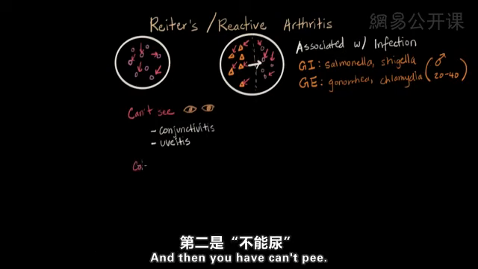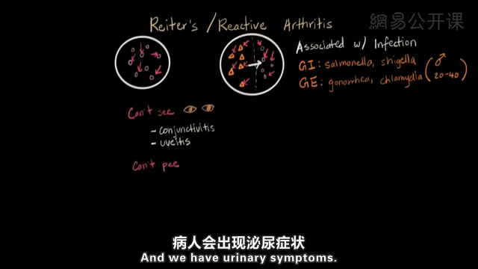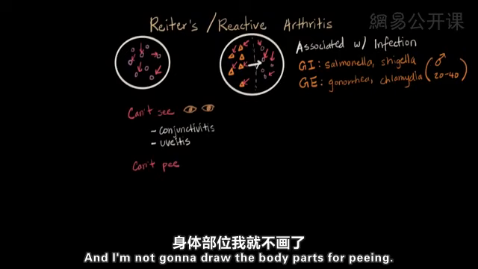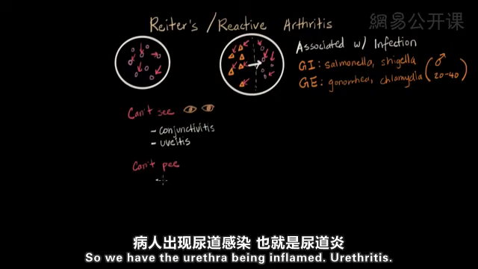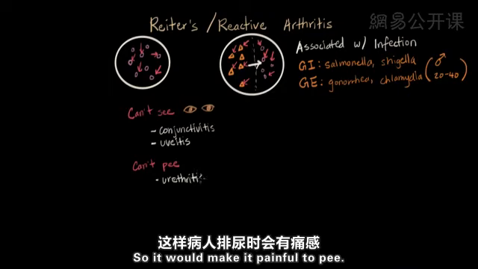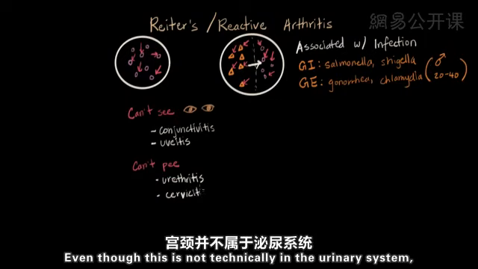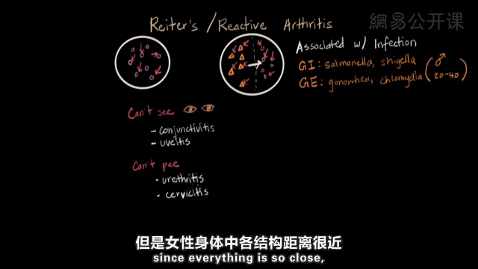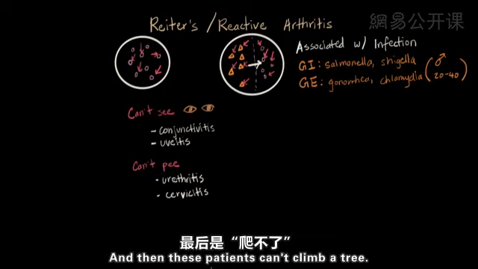And then you have can't pee, and not necessarily cannot pee, but it hurts to pee. We have urinary symptoms. I'm not going to draw the body parts for peeing; I think we should already know them. So we have the urethra being inflamed, urethritis. This would make it painful to pee, as well as, in women, inflammation of the cervix, cervicitis. Even though this is not technically in the urinary system, since everything's so close, inflammation in the area can lead to urinary symptoms.